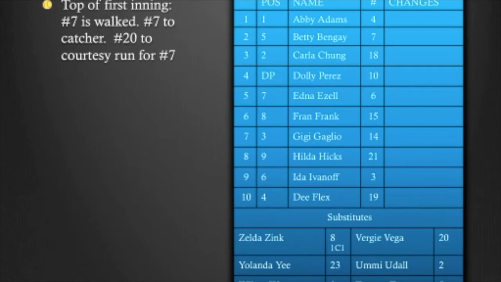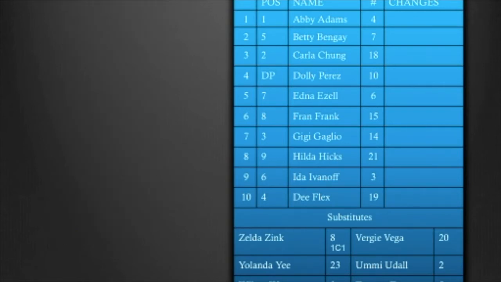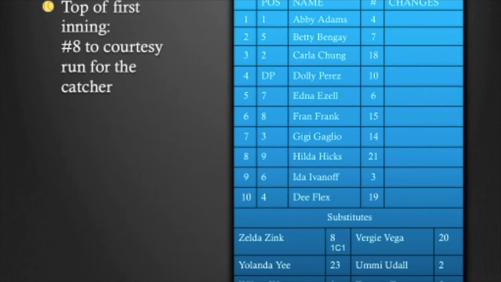And now do you understand why we asked that question at the lineup meeting? Is this your pitcher? Is this your catcher? It's exactly for this situation. So that one you didn't allow me to do, so I guess you won't put it on the lineup. All right. Now we're still on top of the first. I want number 8 to courtesy run for my catcher.